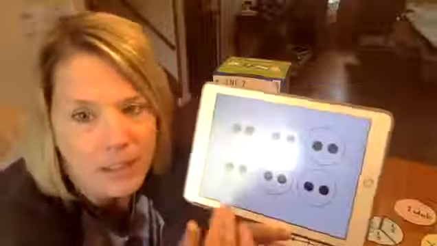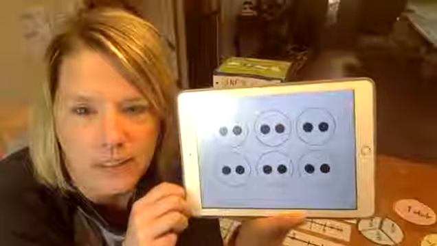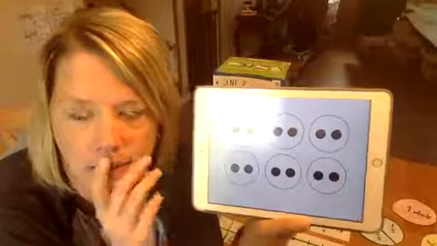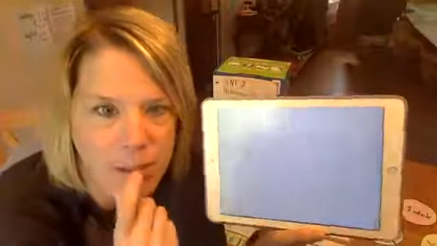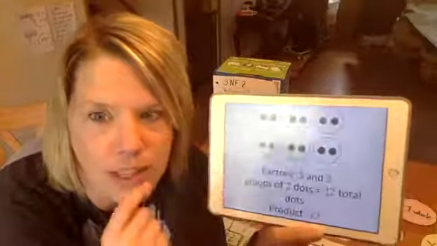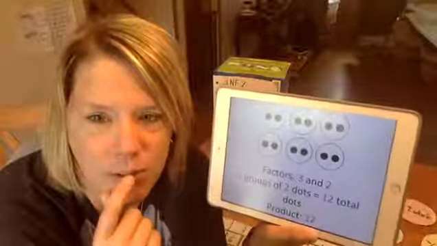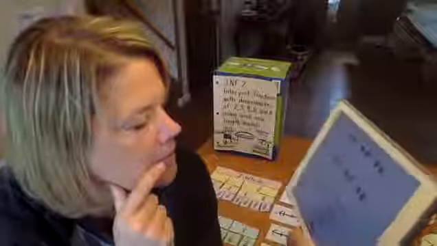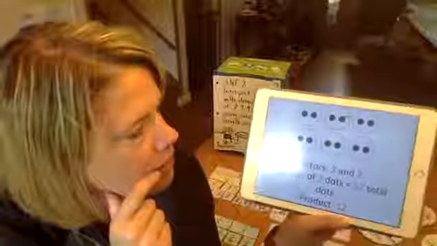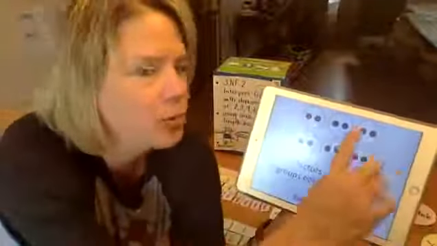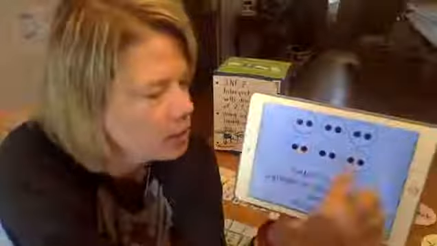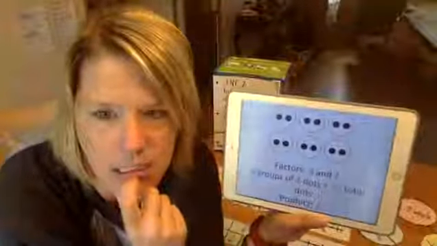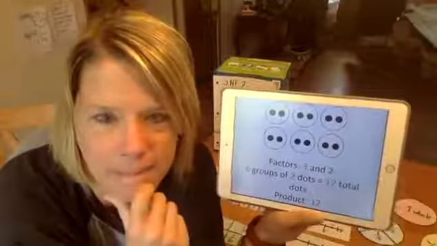Here we go. Look at what we have. What are our factors? What'd you see? So 6 groups of 2 in each group. The factors are 3 and 2. 6 groups of 2 dots is 12. I guess that means 3 2 times and 3 2 times. 6 groups of 2 dots.